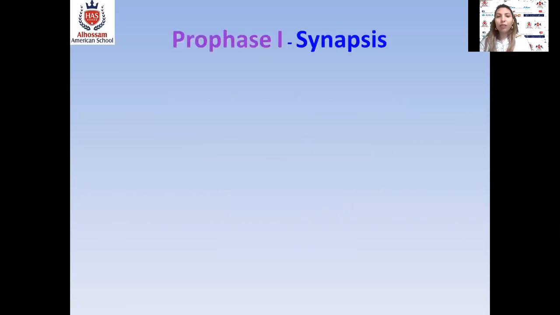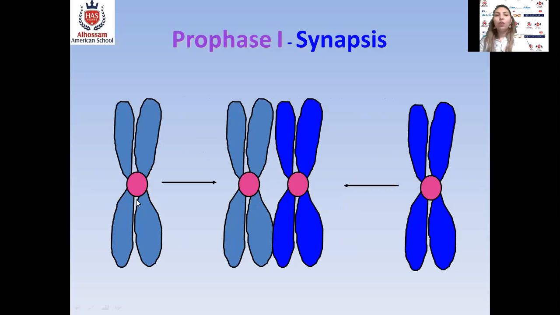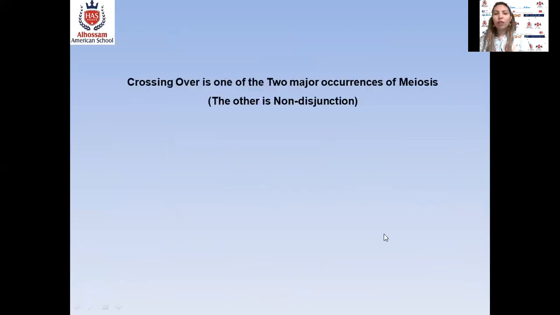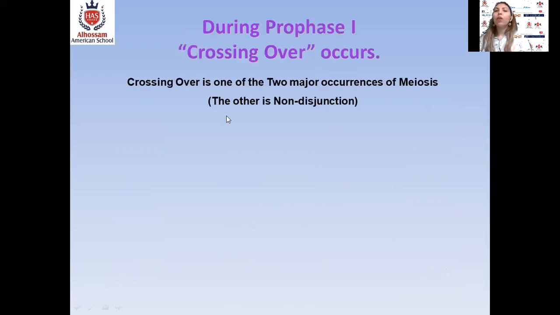I hope you can see this picture. You can see here a chromosome and another chromosome, because they are similar, they are called homologous chromosomes. And because there are 4 chromatids, it's called a tetrad. Tetra means 4: 4 chromatids, 1, 2, 3, 4. And these tetrads undergo a process called crossing over.